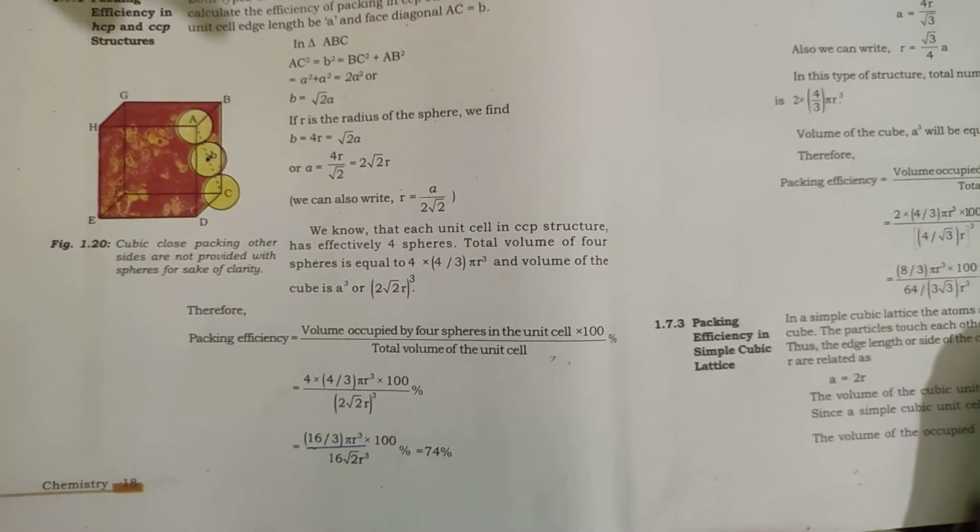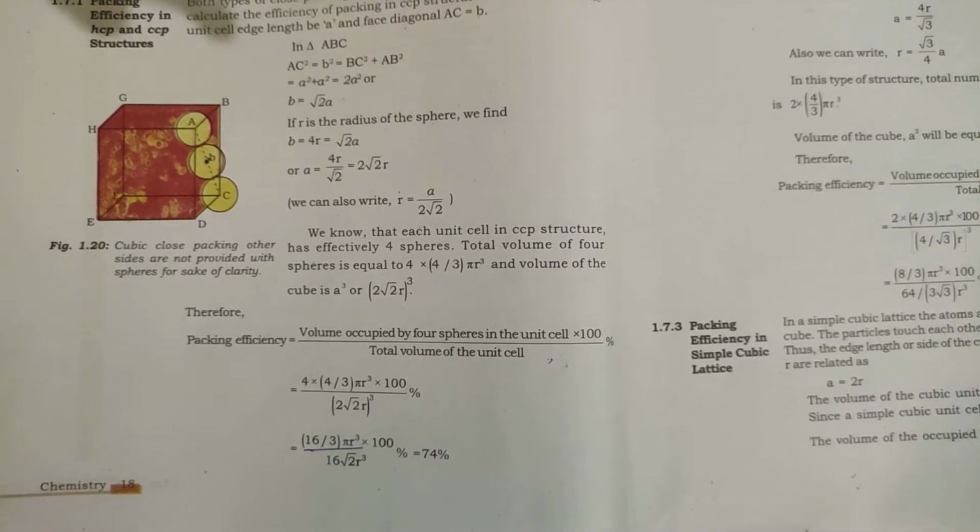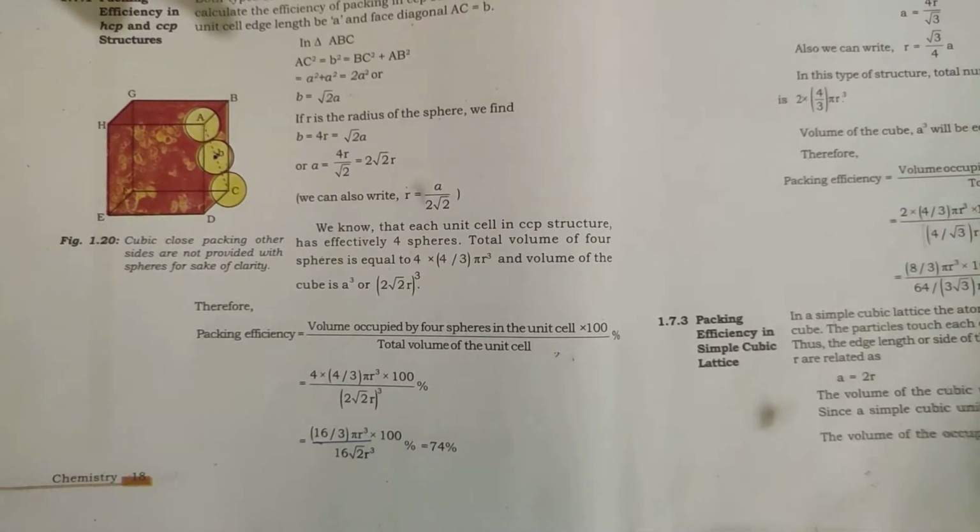The packing efficiency is 74%, and the remaining 26% is void gap. Okay. Now let us go for another cell, that is our primitive cell.